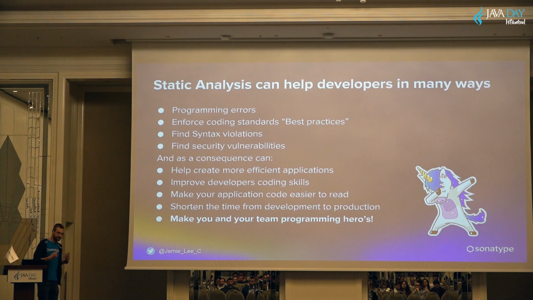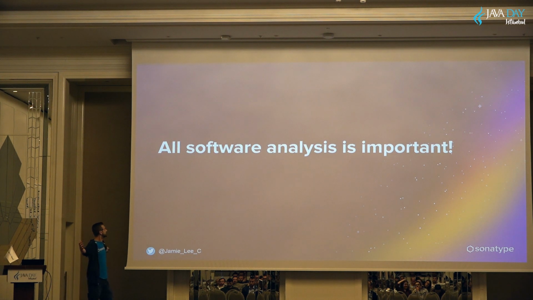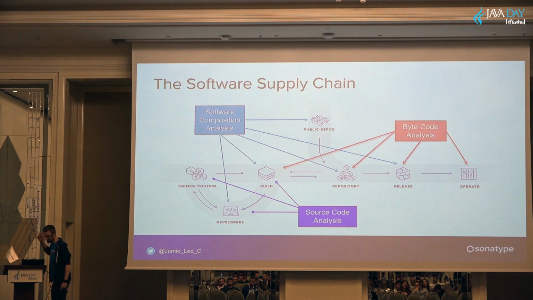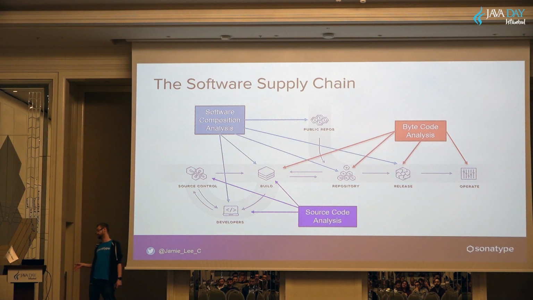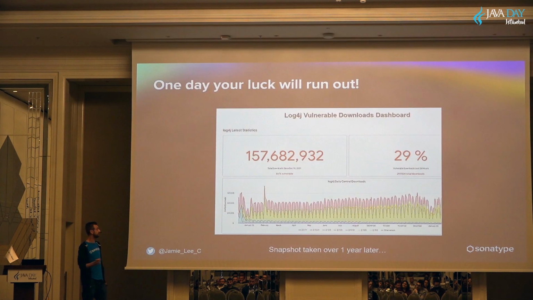It can make your application code easier to read when you come back to it at a later date. It can shorten the time to get something from development into production. And it can make us all essentially heroes. So all software analysis is important. It can live at pretty much every stage of your development lifecycle and your supply chain. When you're downloading from Maven Central, some of this is being done for you, which you probably don't realize, but not everything. So it's best that we do these checks ourselves.